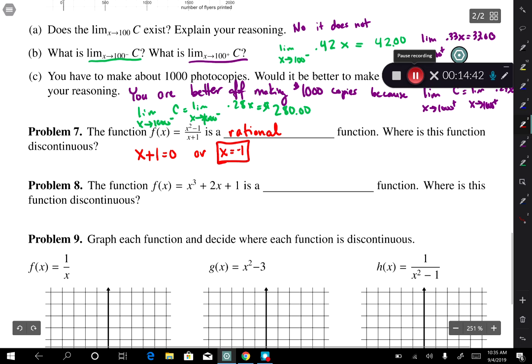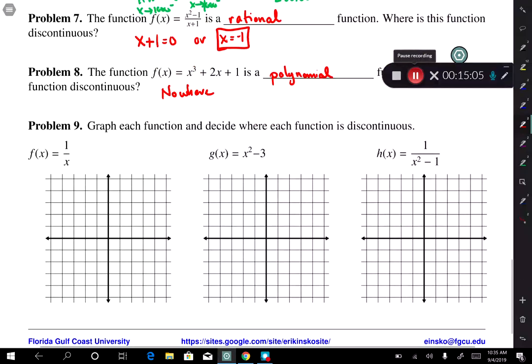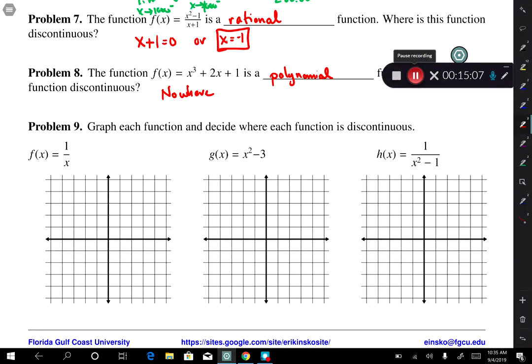Okay. Problem 8 says the function f of x is x cubed plus 2x plus 1, is a... again you should be screaming, it's a polynomial function. And so where is it discontinuous? And you should say nowhere, because polynomials are continuous everywhere, and rational functions are continuous everywhere except for where the denominator is equal to 0. Okay, so those were just review questions. Hopefully you've gotten that theory down. And if you have, then it'll make your life a lot easier going forward.